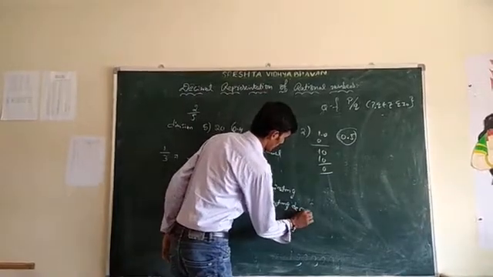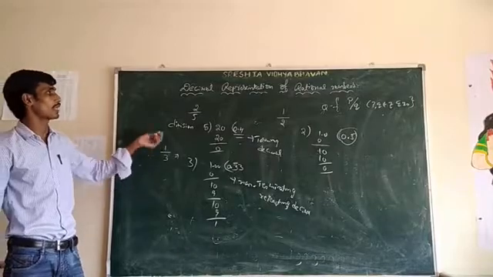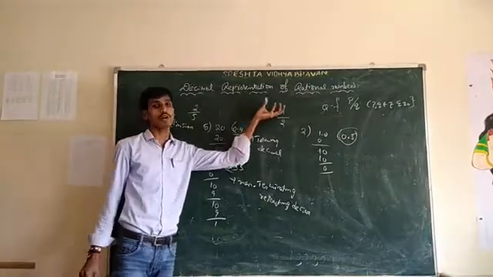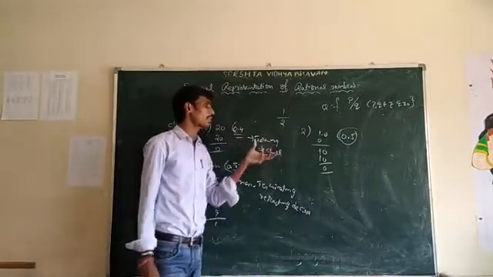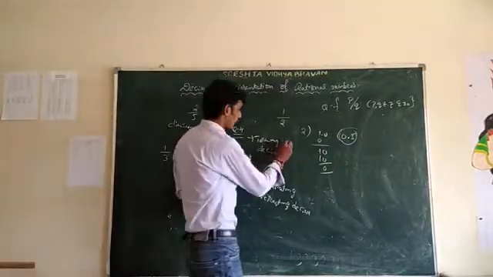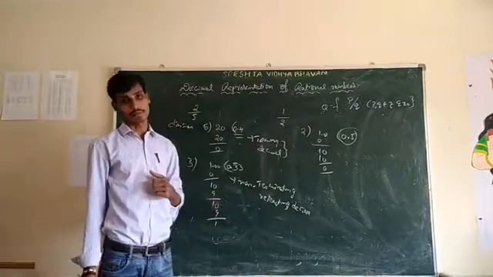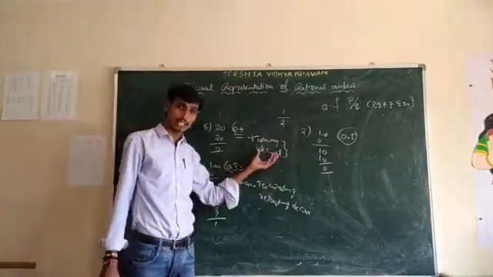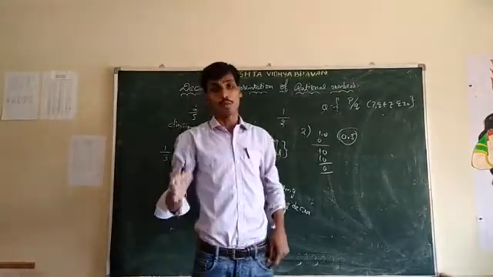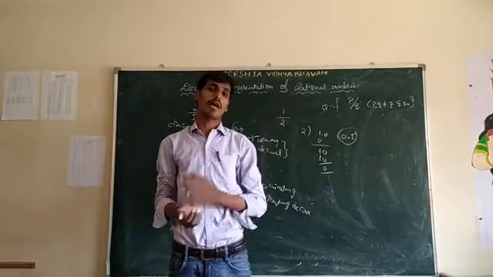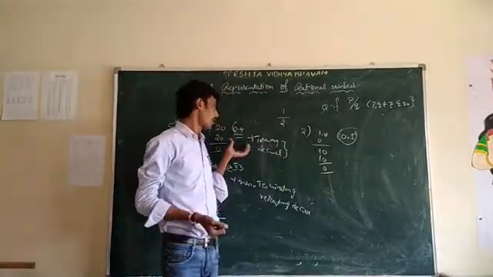So by observing these 2 examples, we conclude that the decimal representation of rational numbers is divided into 2 types. What are they? Terminating decimal and non-terminating repeating decimal. Can you understand that? So what is a terminating decimal? A decimal having a finite number of digits is called a terminating decimal.